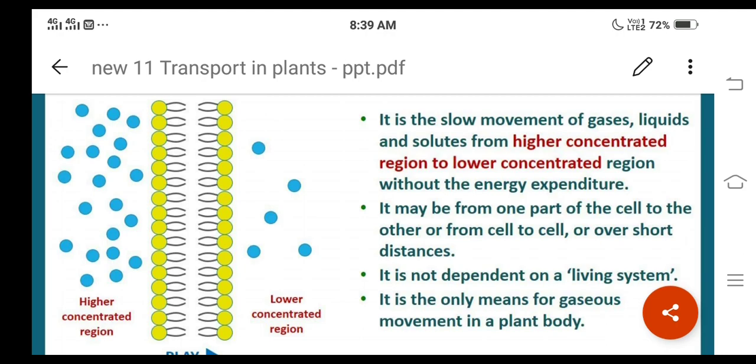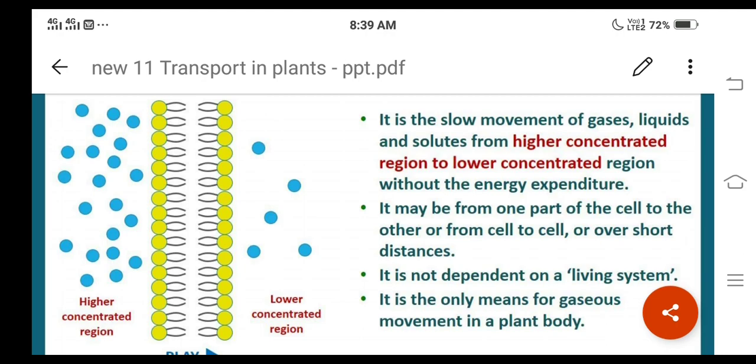Okay, and one more important character is the direction of diffusion of one substance. The direction of diffusion of one substance is independent of the movement of another substance. Okay, this is also one character. All these are the characters of the diffusion only, right?